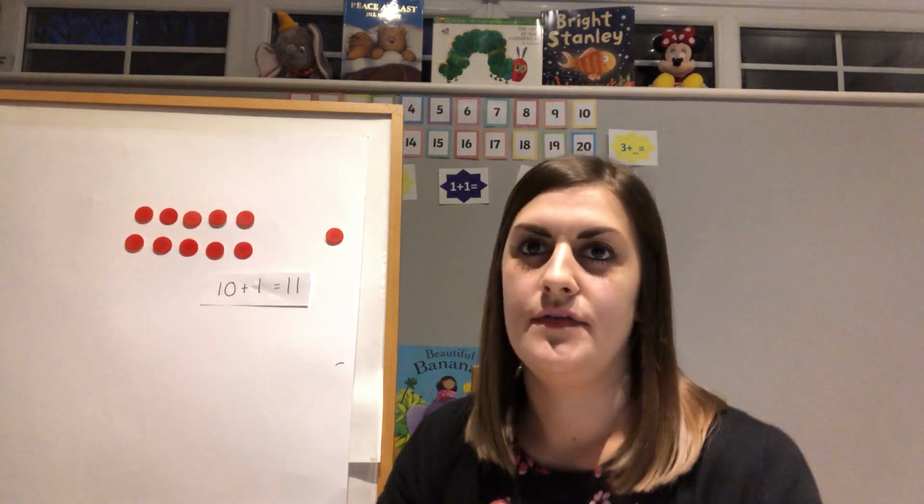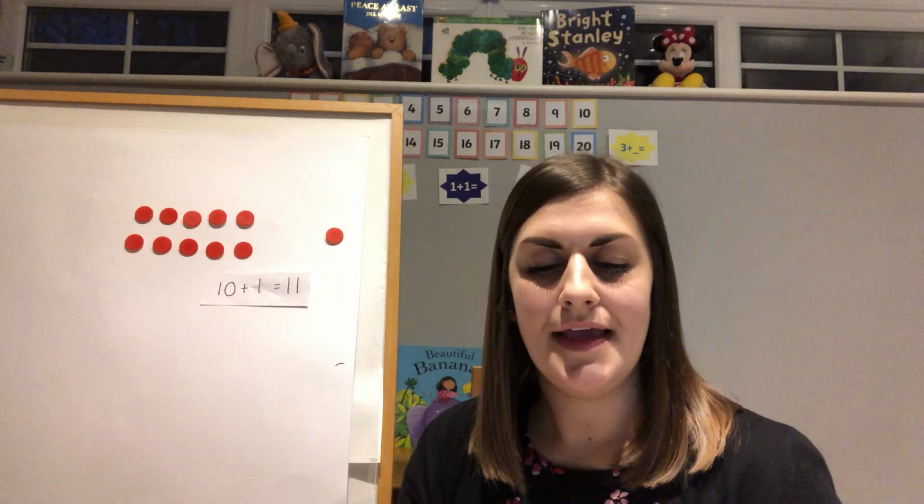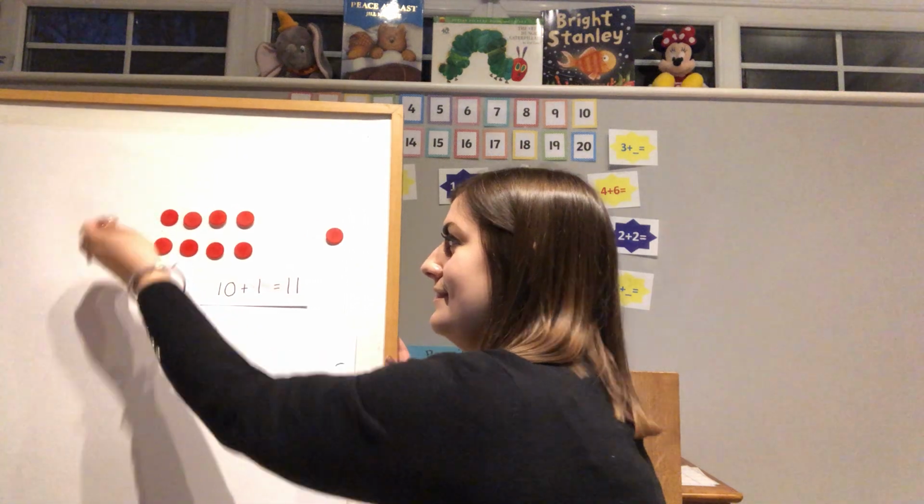Now you've got your 11 objects. So what you're going to do is you're going to split them up into 2 groups and think about what numbers make up 11. And then have a go at recording the number sentence. So the first one's been done for you. 10 add 1 equals 11. Off you go then.